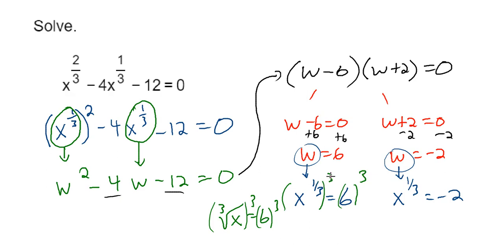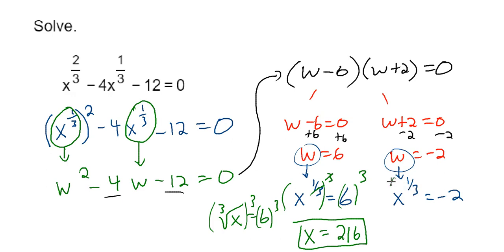Right? And so the power of 3 cancels out the 1/3 power, and so we just get x equals 6 to the 3rd power, which you might use a calculator to determine. I just happen to know this one off the top of my head. It's 216.